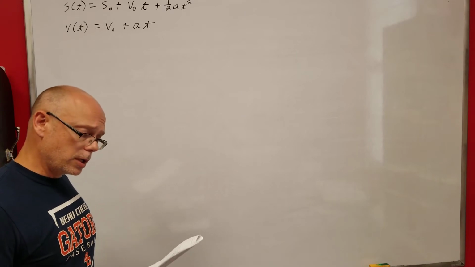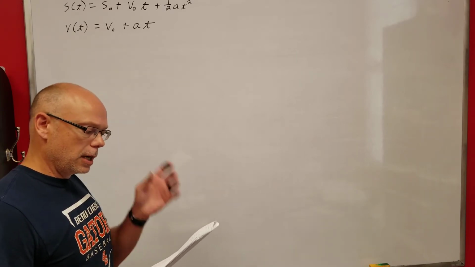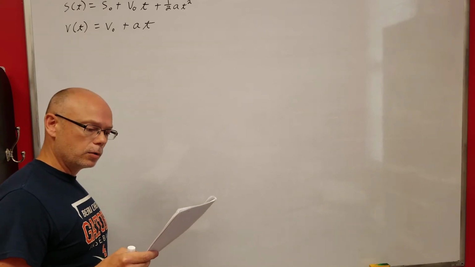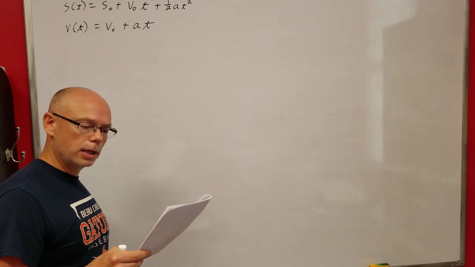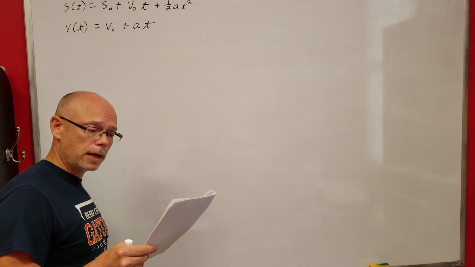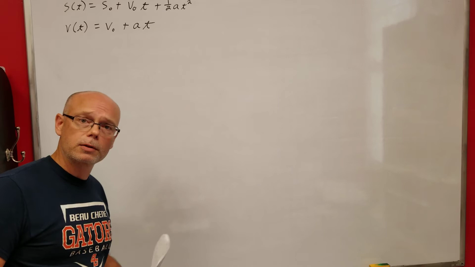It reads, a motorcycle starting from rest speeds up at a constant acceleration of 2.4 meters per second squared. After it has traveled 120 meters, it slows down at a constant acceleration of negative 1.5 meters per second squared until it attains a speed of 18 meters per second. What is the distance traveled by the motorcycle at that point?